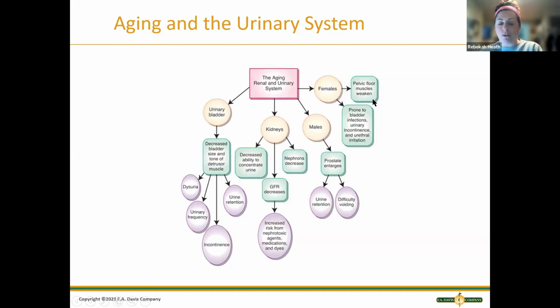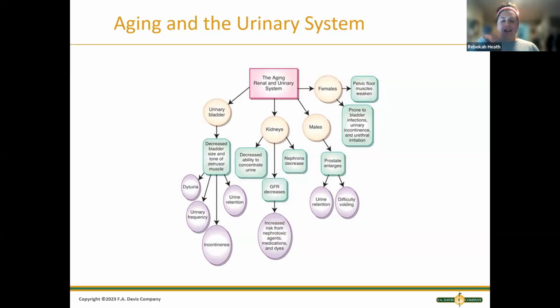Right? Childbirth, right? Women, those who have had pregnancies, will have quite a bit of stress and strain on those pelvic muscles. Even women who haven't had childbirth, because of the function and the way that our bodies are designed, tend to have more pressure and issues with those pelvic floor muscles weakening. Females, as they get older, are also more prone to bladder infections, urinary incontinence, and then urethral irritation as well.